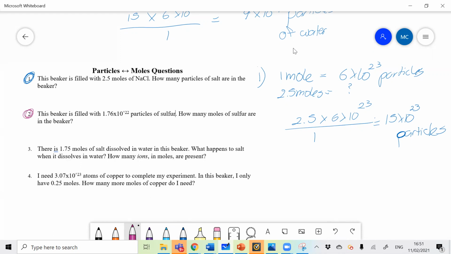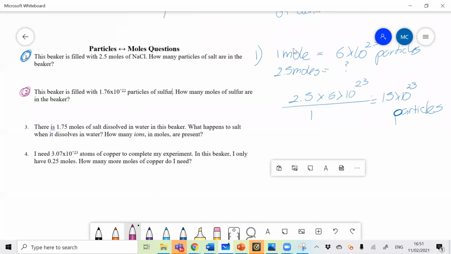Question 2, okay, this beaker is filled with 1.76 times 10 to the 22 particles of sulfur. How many moles of sulfur are in the beaker? We have the same principle, but we're going to be using it from a different perspective. So now we know that, again, 1 mole equals 6 times 10 to the 23 particles. And the question is, how many moles of sulfur particles are present if you have 1.76 times 10 to the 22 particles.